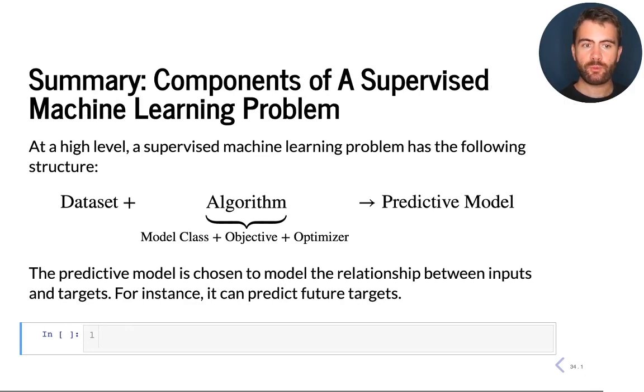And now finally, to summarize, again, a supervised machine learning problem has as components the data set and the algorithm. And the algorithm itself has the following 3 components: the model class, the objective, and the optimizer. And together, these form an entire learning algorithm. Now, in our next lecture, we are going to see our first example of a real non-toy algorithm where we will derive all of these 3 components from first principles.